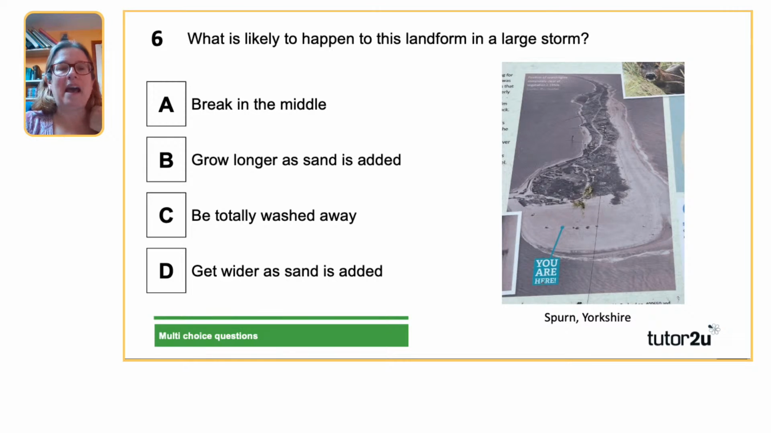Right, okay, so we have got another picture there of Spurn in Yorkshire, and this picture gives you a bit of a clue what is likely to happen to that over time. If we had a large storm, what is going to happen? There are clues in the picture there.